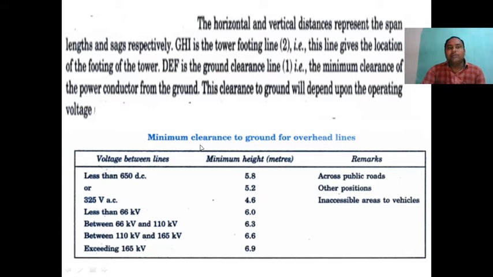These are very important: minimum clearance to ground for overhead lines. If the voltage is less than 650 V DC, the minimum height of ground clearance is 5.8 meters or 5.2 meters. If the voltage is 325 volts AC, the minimum height is 4.6 meters. Less than 66 kV, the minimum height is 6 meters. Between 66 kV and 110 kV, the minimum height is 6.3 meters. Between 110 kV and 165 kV, 6.6 meters. Exceeding 165 kV, 6.9 meters.